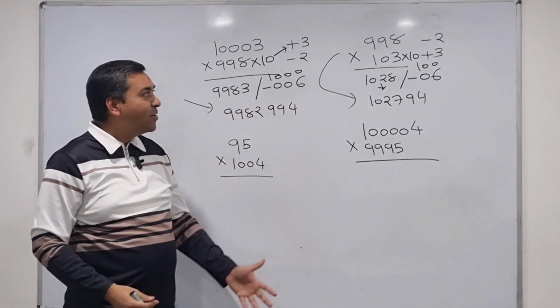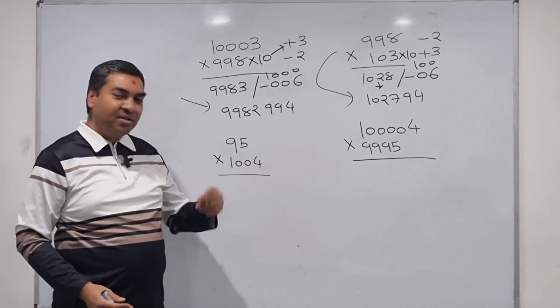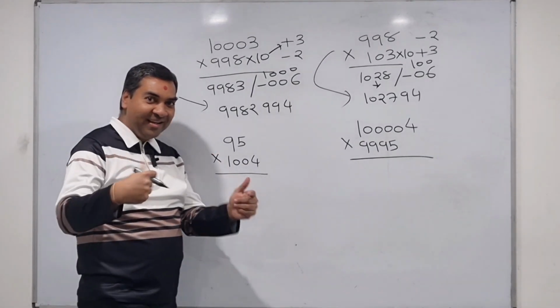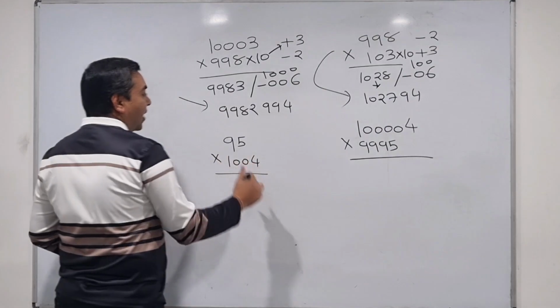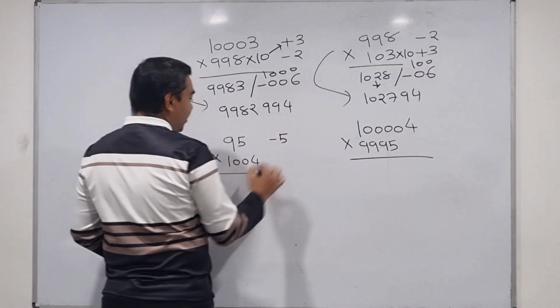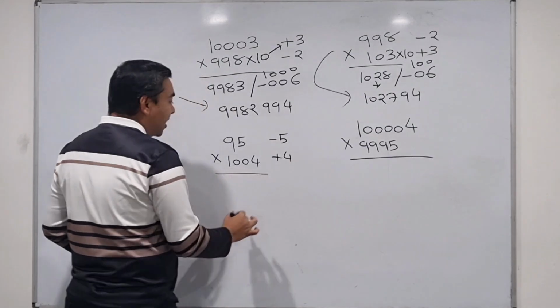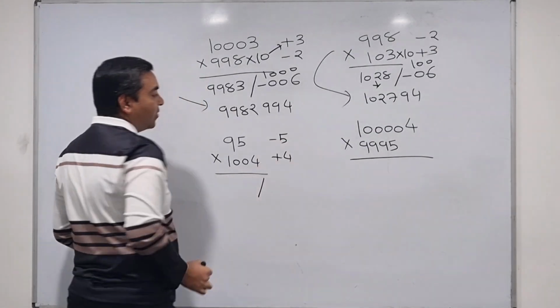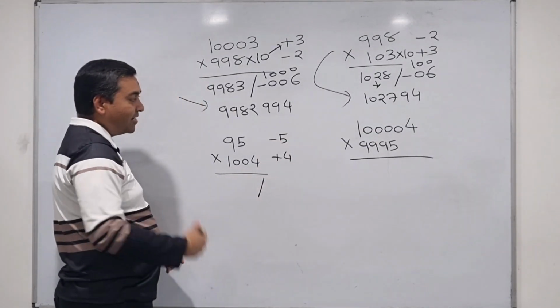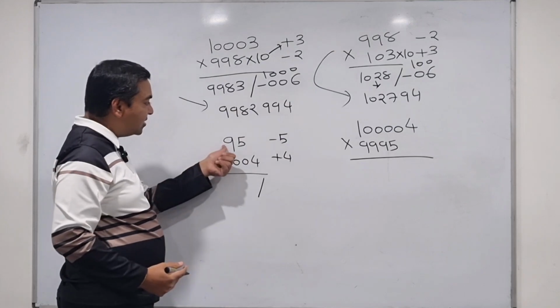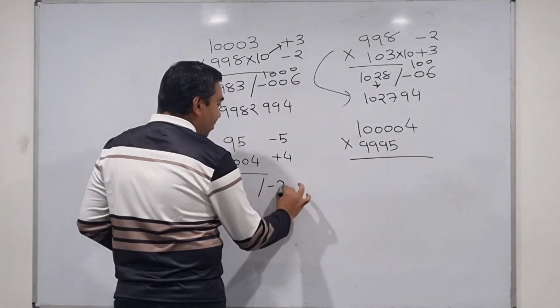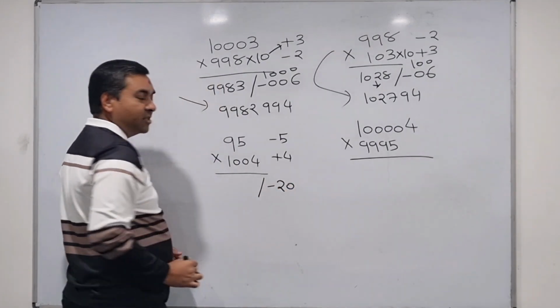I'm pretty sure, guys, now you understood the method and you can get the answer in 2 seconds, guys. All right. Now let's do it here. So 95, which is 5 less than 100. 1004, which is plus 4. Okay, I'm going to multiply them. So when I multiply minus 5 times 4, I'm getting minus 20. My smaller base is 100. So minus 20, all good, because I need only 2-digit number.